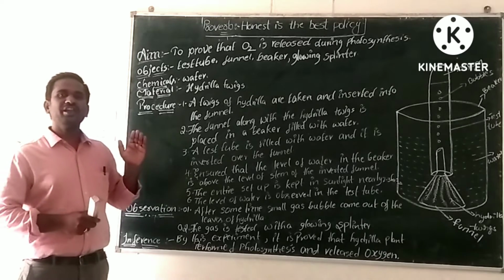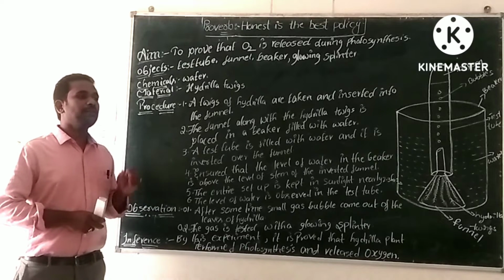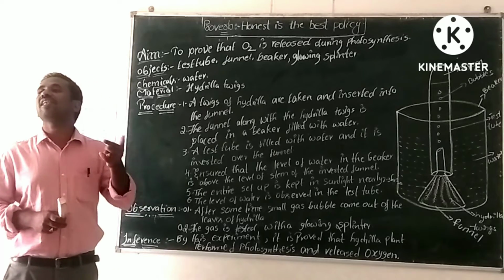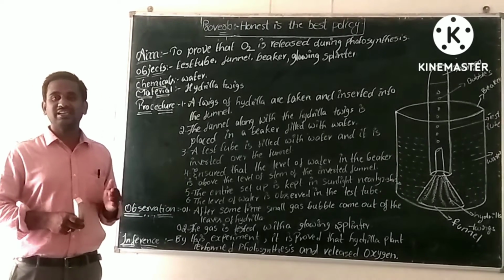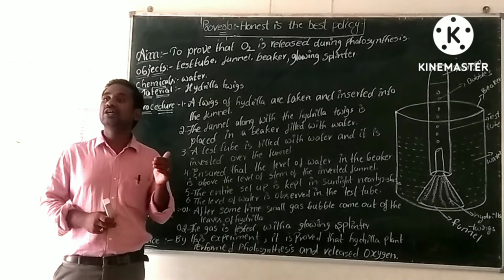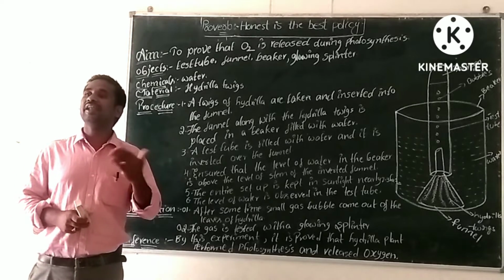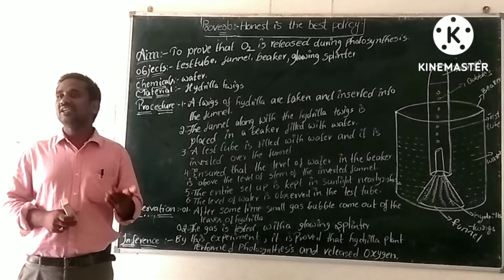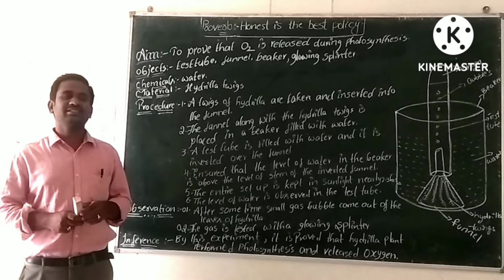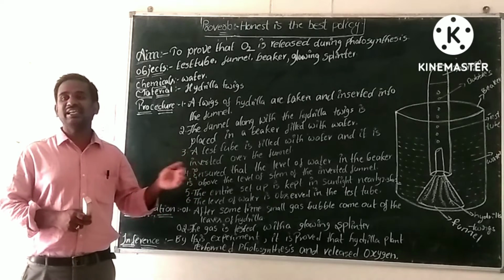Photosynthesis: John Ingenhousz identified that plants can produce oxygen in the presence of light. Mainly green plants can perform photosynthesis, or liberate oxygen, in the presence of light. Which plants? Green plants, in the presence of light energy.